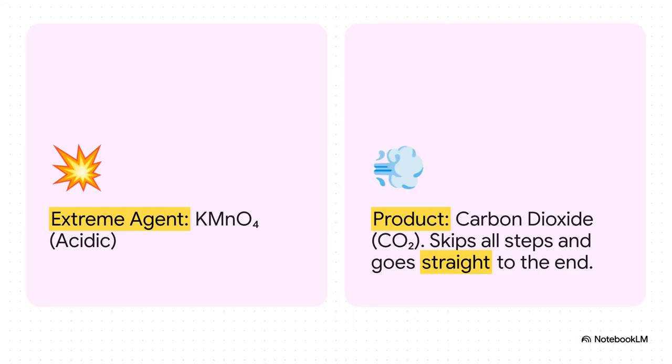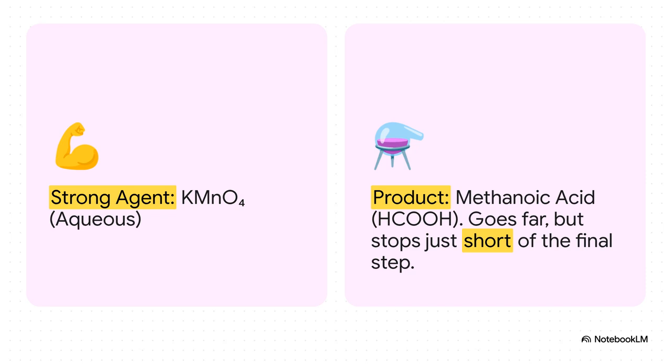First up, let's bring out the big guns. If we hit methane with an extreme agent, like acidic potassium permanganate, it's like taking an express elevator straight to the top of our ladder. It just blows past all the intermediate stops and goes directly to carbon dioxide. Complete combustion. Done.